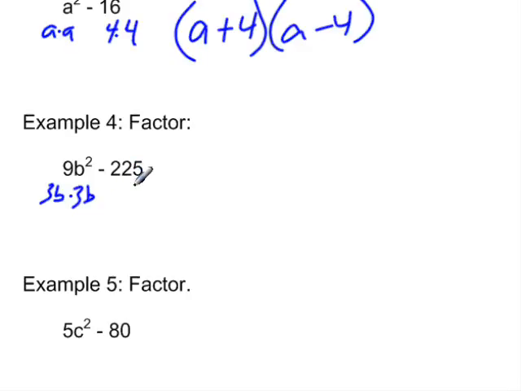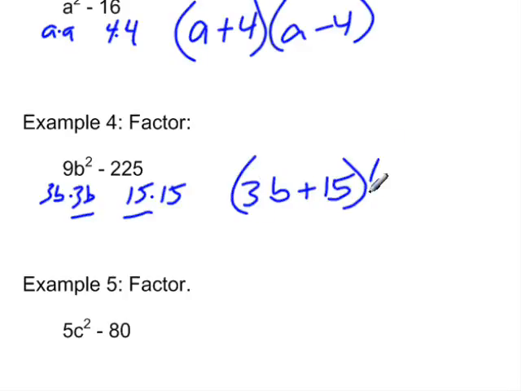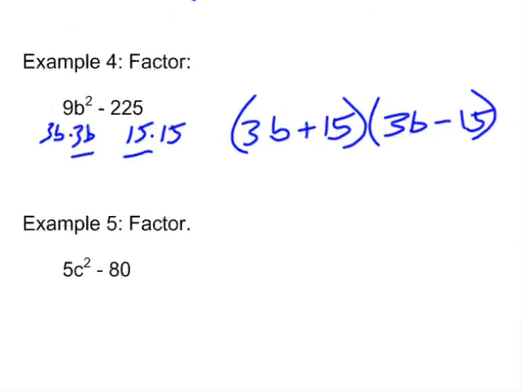And like I just mentioned, if we use 15 times 15, we get 225. You may need to use a calculator or try out a few numbers and see what you get. But then we use the same process. We have an a and a b, and so we say 3b plus 15 times 3b minus 15. And we're done with that because it's very straightforward difference of squares. One more example and we'll be done.